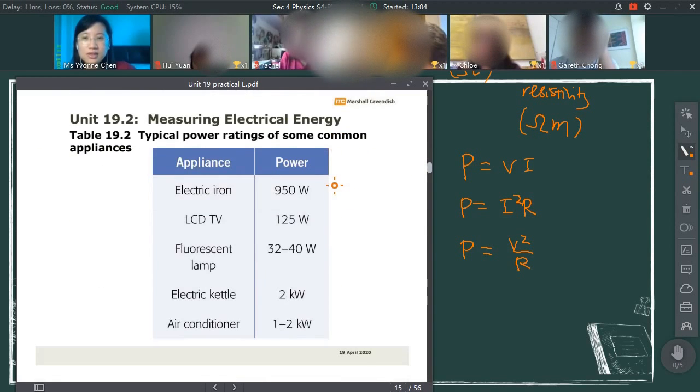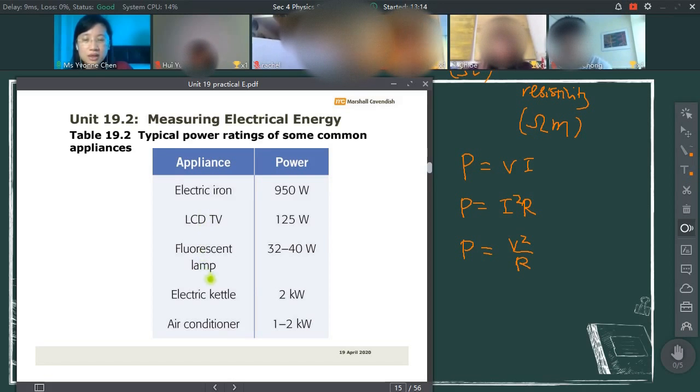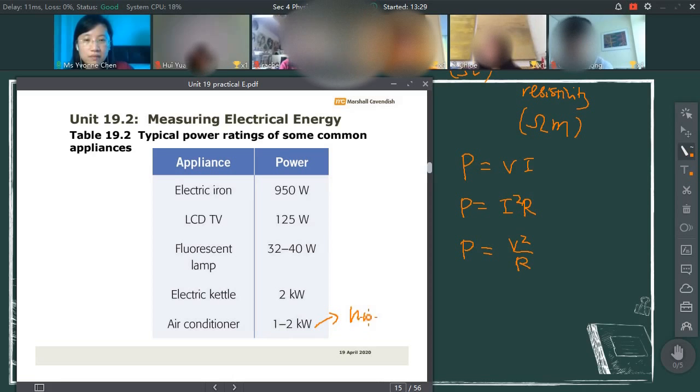Okay, so let's look at the typical rating of some of the common appliances. That's electrical iron, LCD TV, lamp, kettle, air conditioner. So you can see, right, your parents will say, hey, if it's not necessary, do not switch on your aircon, because the power is very high. High power.